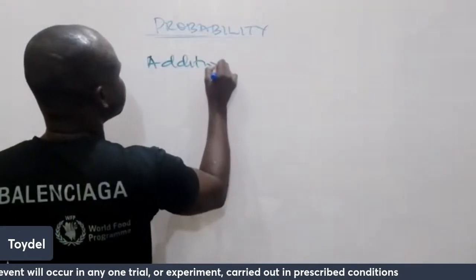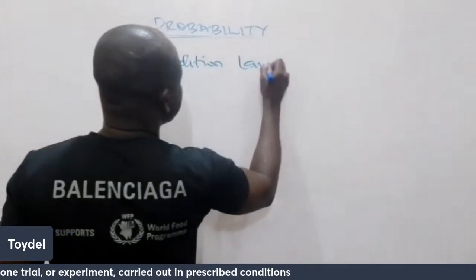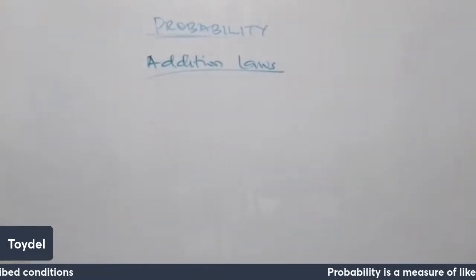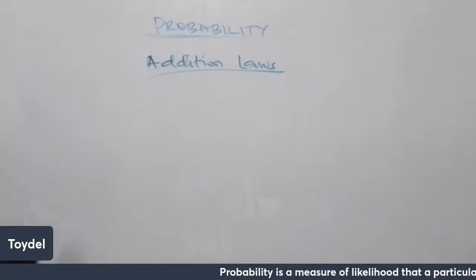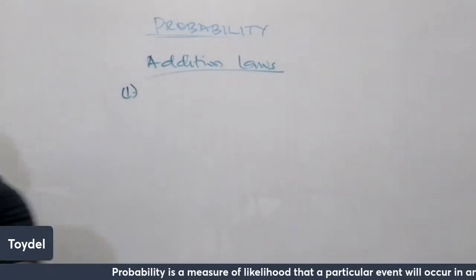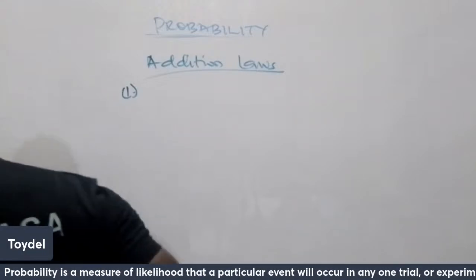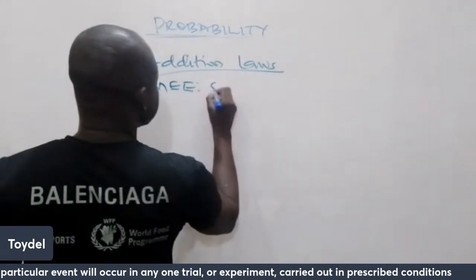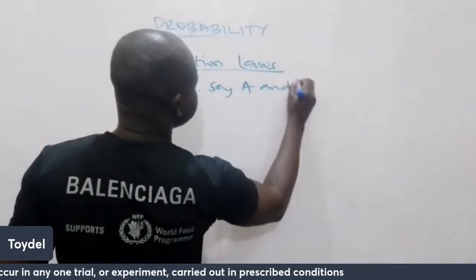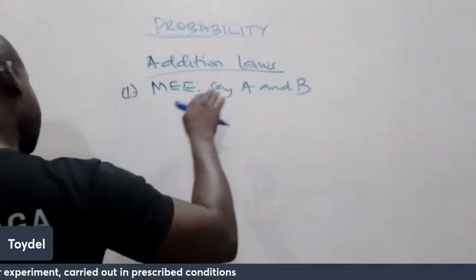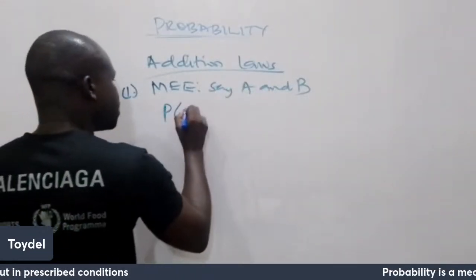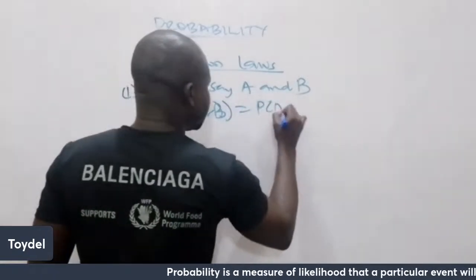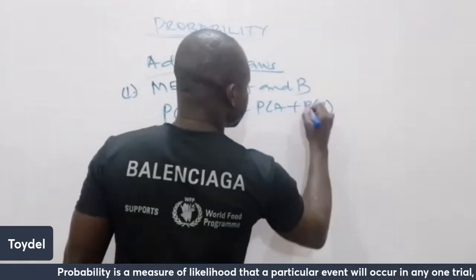We have the addition law and the multiplication law. Under the addition law, we consider two cases. The first one is when we have mutually exclusive events, say A and B. If you have mutually exclusive events, it simply means that the probability of A or B is the probability of A plus the probability of B. That's what we are going to get.